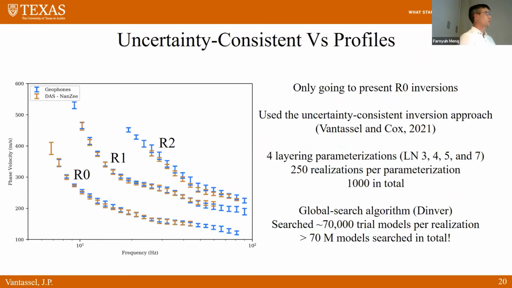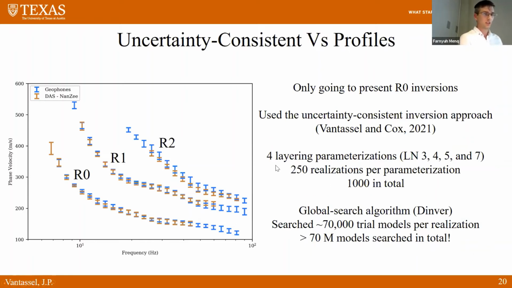Now we want to go beyond extracting the dispersion data itself and actually go to the inversion process. We're only going to present the fundamental Rayleigh wave inversion. You can of course invert for all 3 of those modes or any subset of them. We're going to use the uncertainty consistent procedure we published earlier this year. We'll be using 4 different layering parameterizations, so 4 different assumptions about the number of subsurface layers, as we don't know that in advance.